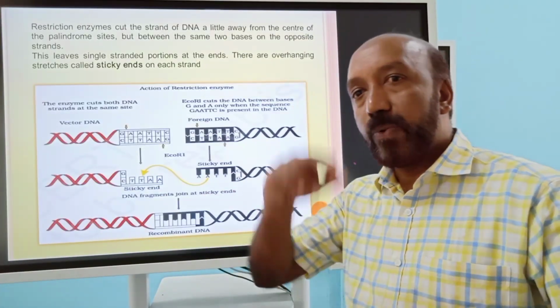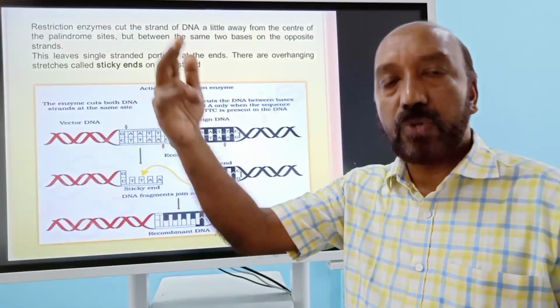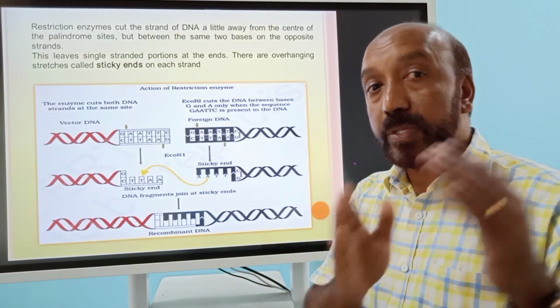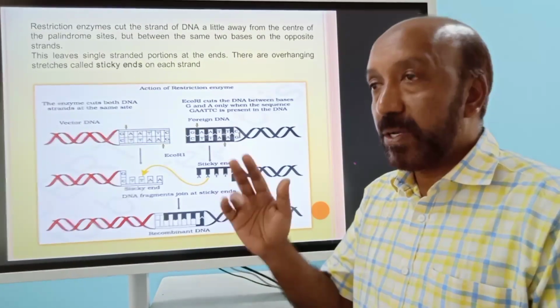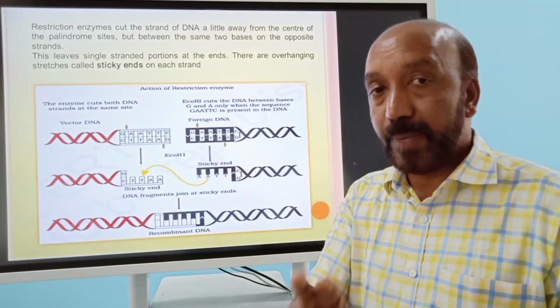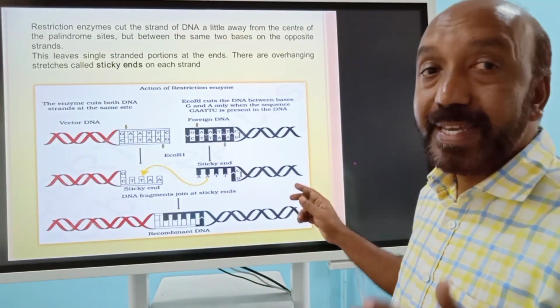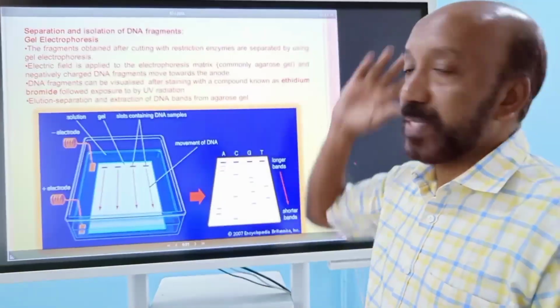The same sticky ends will be utilized for fixing with the gene of interest. We can see that to cut both the gene of interest, or the foreign gene, and the plasmid, we are using the same restriction enzyme. Otherwise, we cannot fix them to each other using the sticky ends. This is the activity of the enzymes.